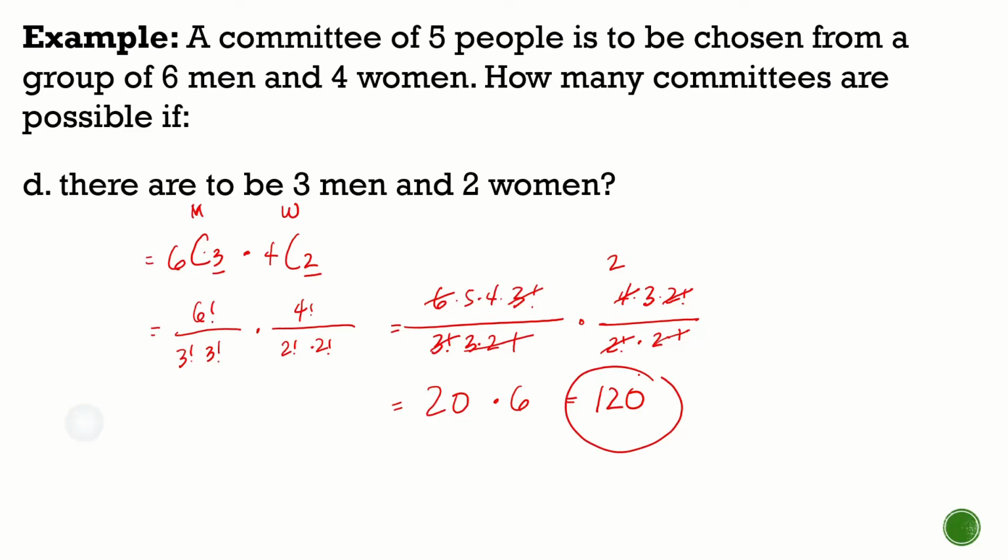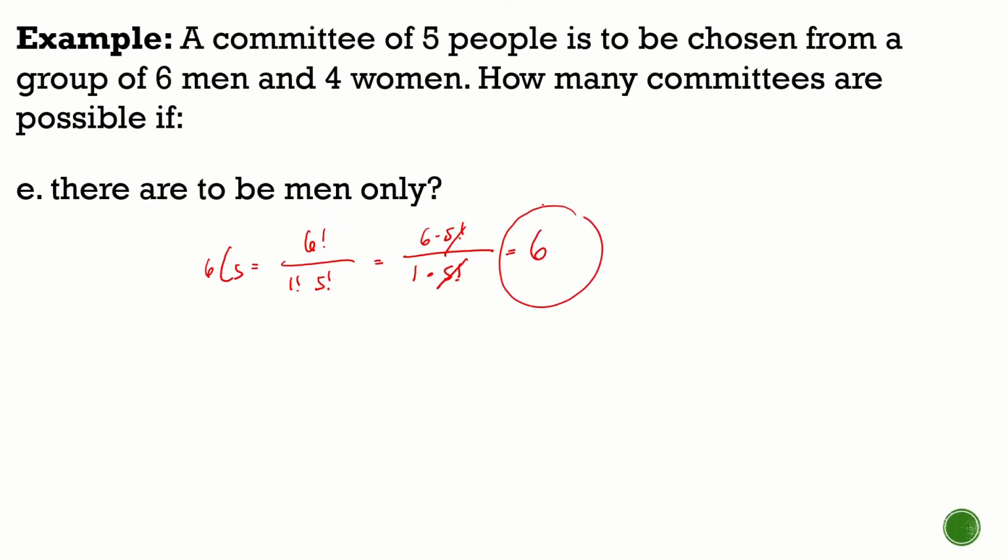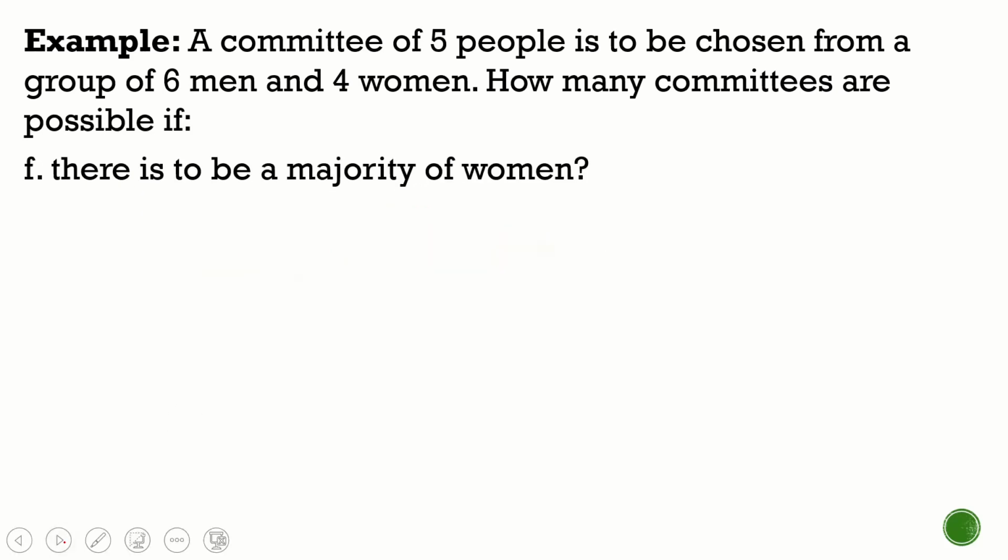Okay. Let's go to the next one. There are to be men only. So which means that those 4 women will not be part of our selection. We will select 5 from the 6 men. So 6 taken 5 at a time. So 6 factorial all over 1 factorial times 5 factorial, right? 6 times 5 factorial. 1 factorial is just 1. 5 factorial, cancel that. This will be equal to 6. All right, so there's only 6 possible committees. All right, let's go to the last one.